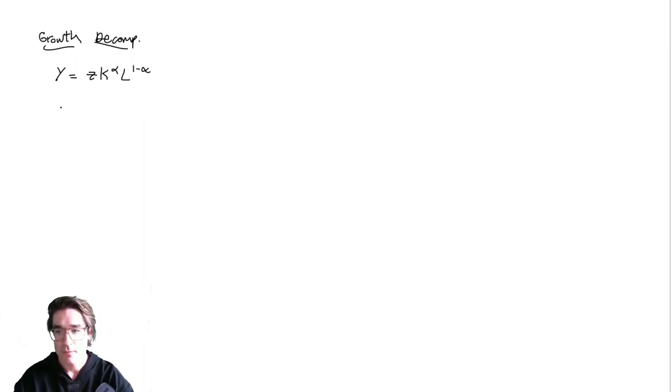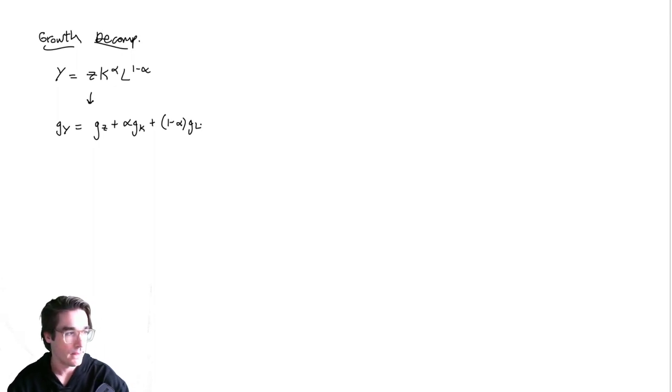Okay, so first, if we just think about it in terms of growth, we know how to turn this into a growth rate equation, right? So we say, okay, gy, if we use our rules of growth rates, gy on the left should be equal to the sum of the growth rates from each of these contributions. So gy should be gz plus alpha gk. The growth rate of this is alpha times the growth rate of k, gk, and we add that in because they're multiplied together, and then plus 1 minus alpha gl. Okay, so that's how we turn that into a growth equation.